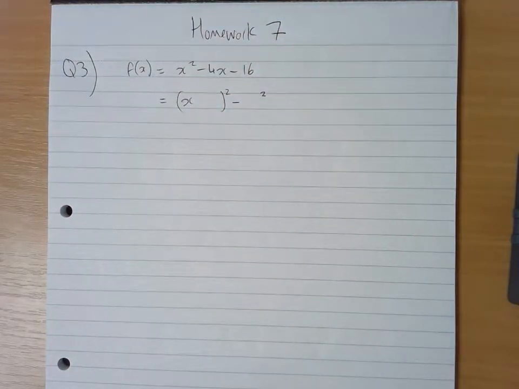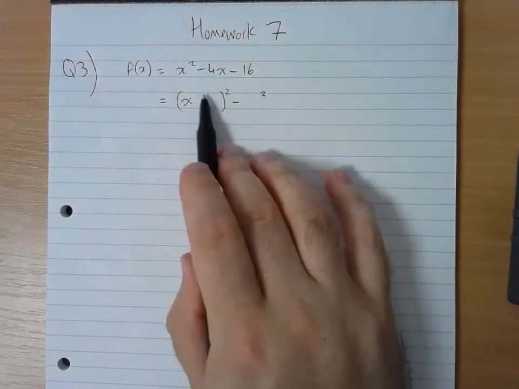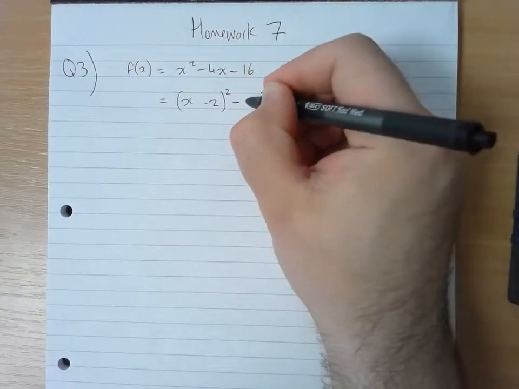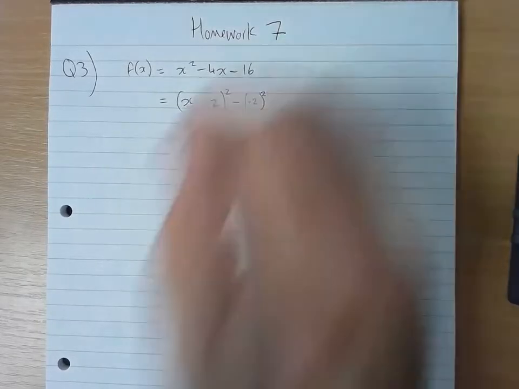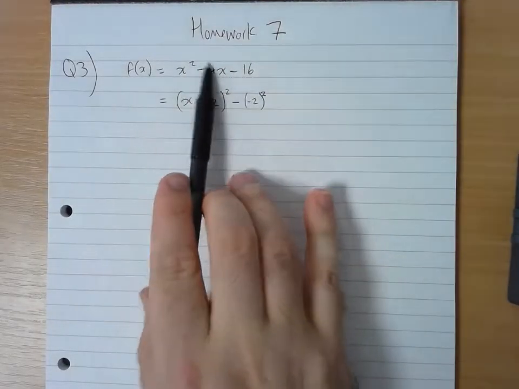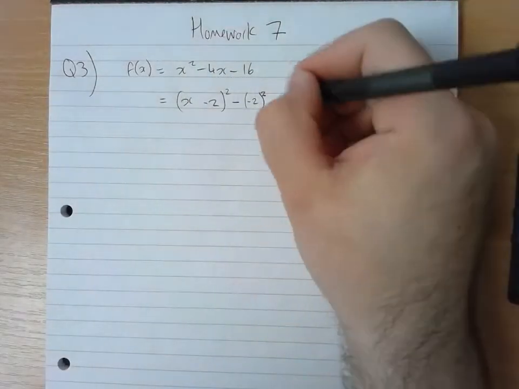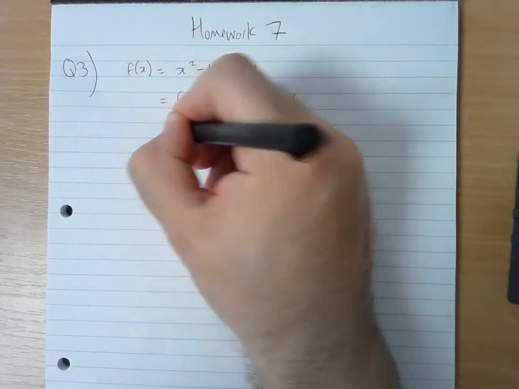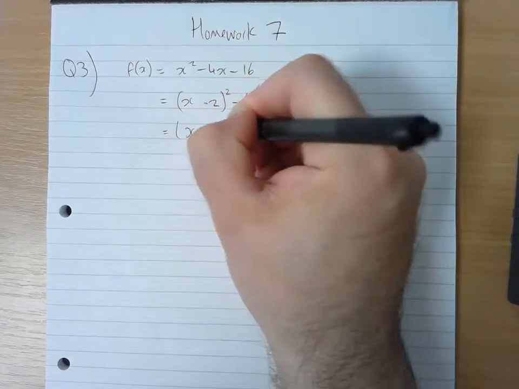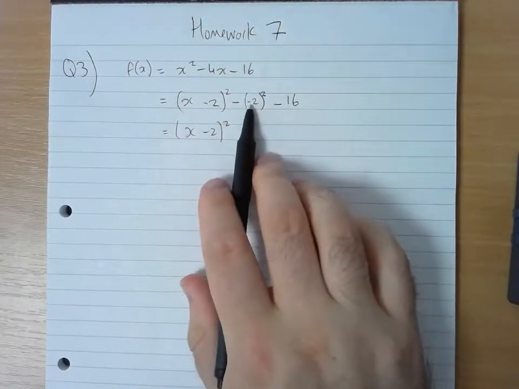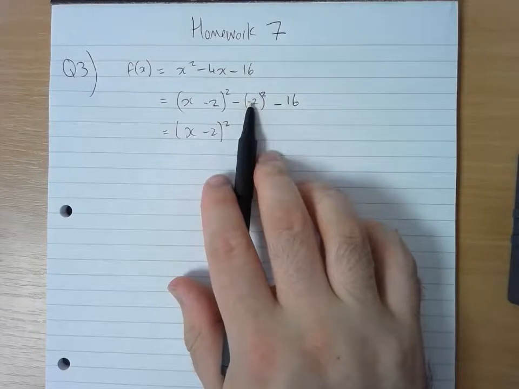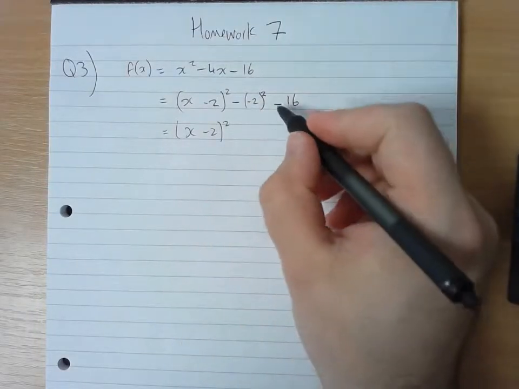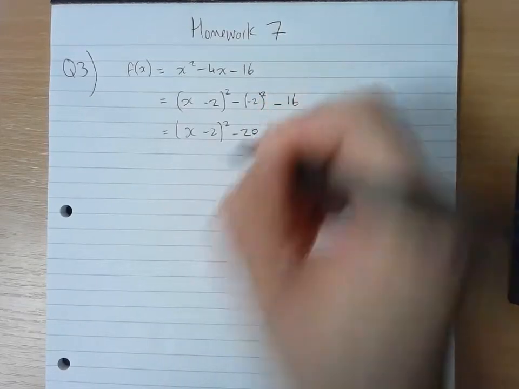So this is the setup for the completed square form. We just need to decide what goes in here. We're going to half this to get minus 2, and here we're going to put minus 2 squared. So it's half of this, and then we have to take away minus 2 squared, and we've got our minus 16 on the end. So this is going to tidy up to x minus 2 squared. Here we've got minus, so this is minus 2 squared, which goes to 4, and another minus is minus 4, minus 16 is minus 20.